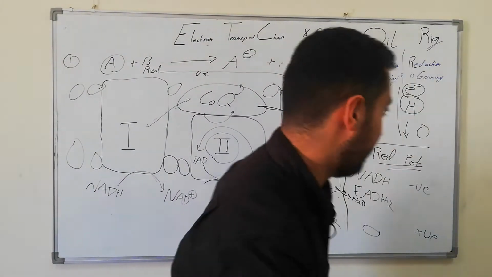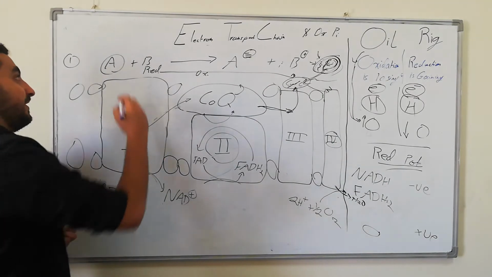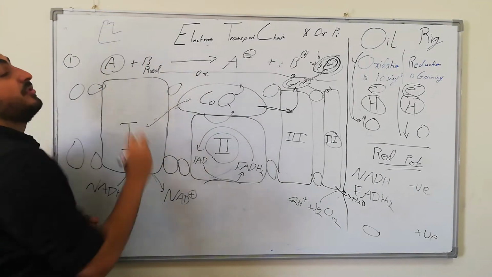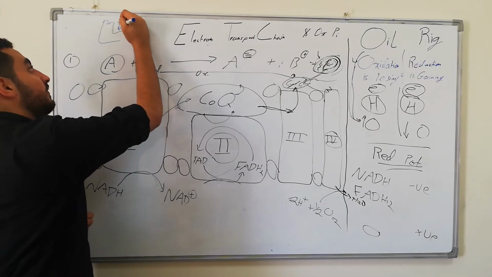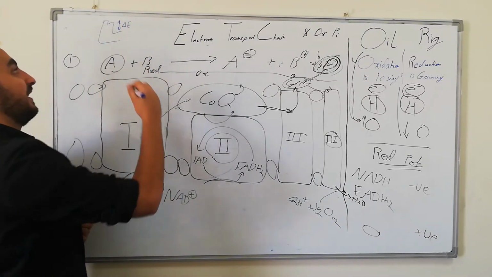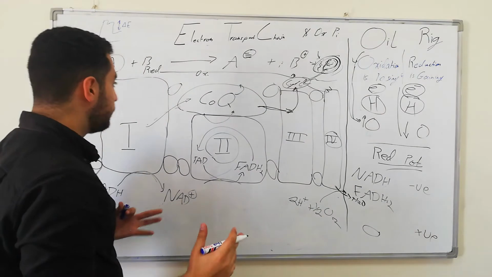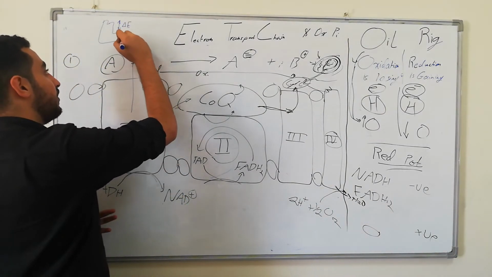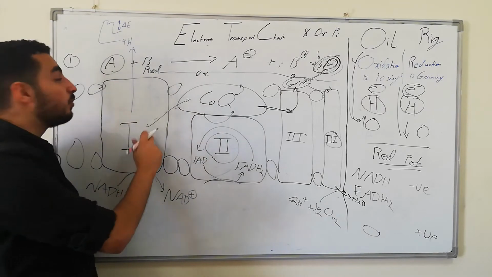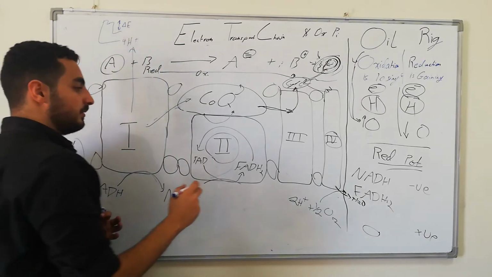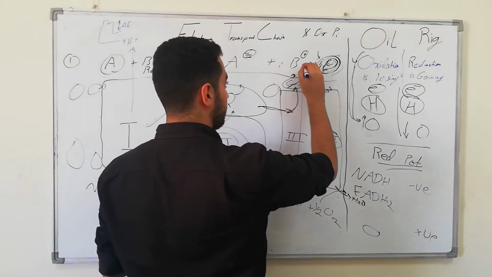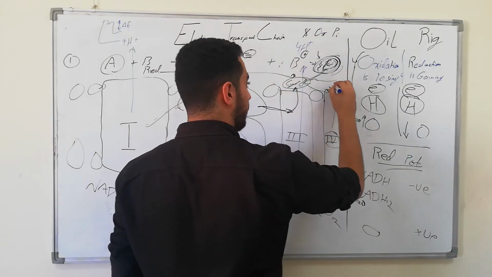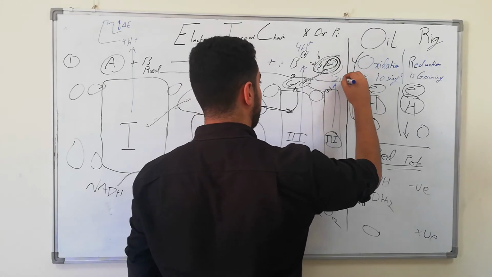At each of these complexes, energy will be liberated because the electron goes from a higher energy state to a lower energy state. Thus, this difference in energy will be liberated. And what will the energy do? It will pump protons into the intermembrane space. So at complex 1, 4 protons are pumped. At complex 3, 4 other protons are pumped. And at complex 4, it's only 2 protons that are pumped.